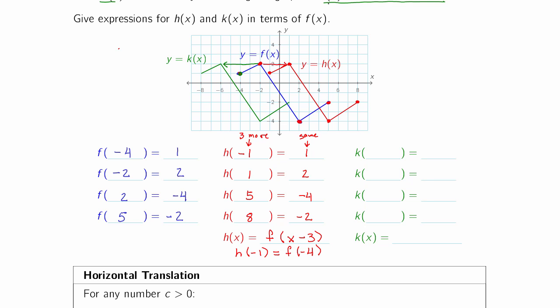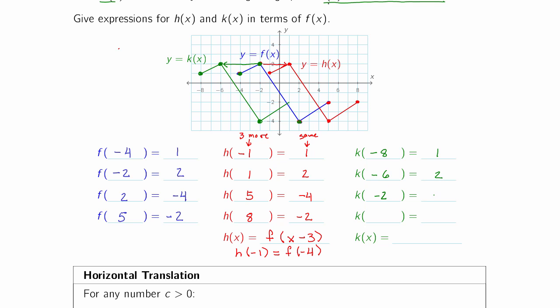So we have (-4, 1) on the graph of f. 4 units to the left of that, we have (-8, 1) on the graph of k. So k of -8 is 1. We had (-2, 2) on the graph of f. 4 units to the left of that, we have (-6, 2). k of -6 is 2. (2, -4) on the graph of f. 4 units to the left of that, we had (-2, -4).